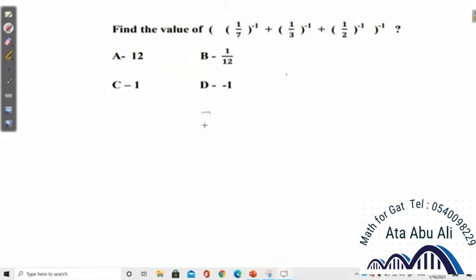So this becomes 7 plus 1 over 3 to the power negative 1. If you flip it, it becomes 3 plus the last one, 1 over 2 to the power negative 1, it becomes 2. Now all of them is to the power negative 1. We can add them now. 7 plus 3 is 10 plus 2, it's equal to 12, all to the power negative 1. Now we can flip this to be 1 over 12, so the answer is B.